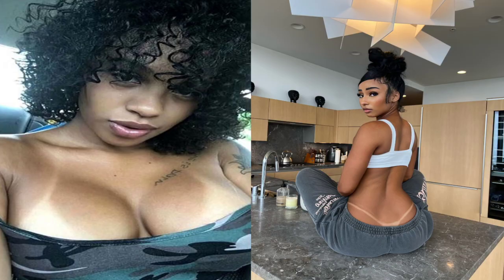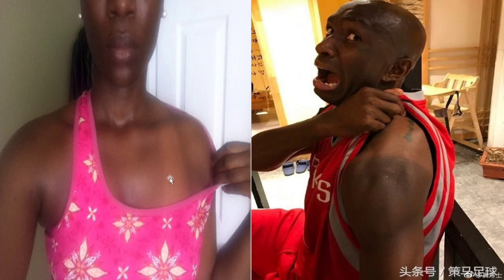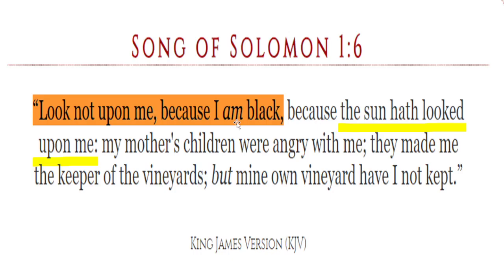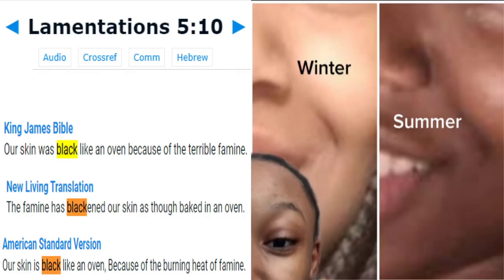But these are so-called black people, light-skinned black people, who have tan lines, right? They got darker by the sun. Look at these tan lines. Right? That would be the sun looking upon them. But let's get other versions of this. Or let's get other parts to talk about the skin complexion.